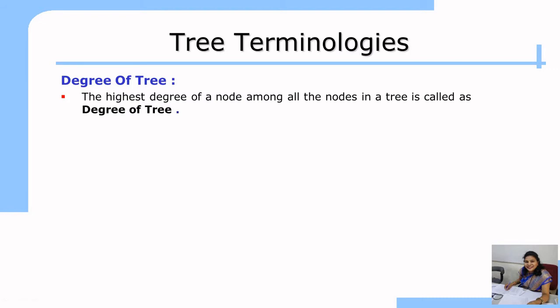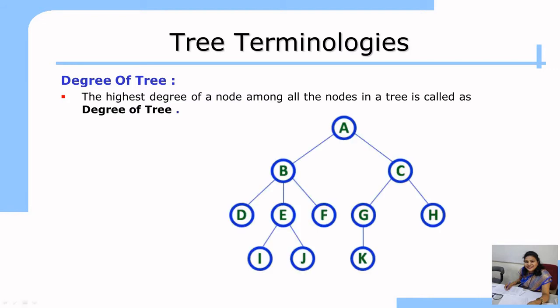Degree of a tree. From the previous definition, we can calculate the degree of each and every node. Degree of a node is nothing but the number of edges connected to that particular node. The degree of the tree is the highest degree among all the nodes in the tree.